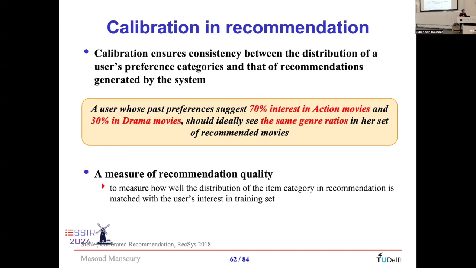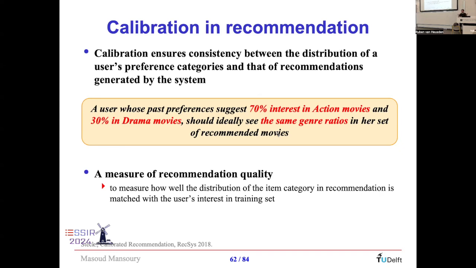So for example, if we have a user and, based on the training set or the profile of the user, we observe that the user is interested 70% in action movies and 30% in drama, then calibration says the recommendation list should also follow the same ratio in the list. So the items should come from the same ratio of the categories.